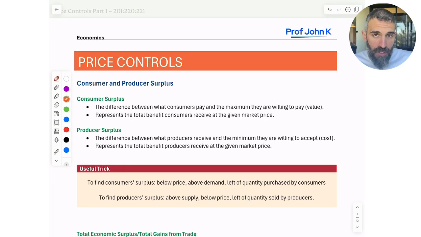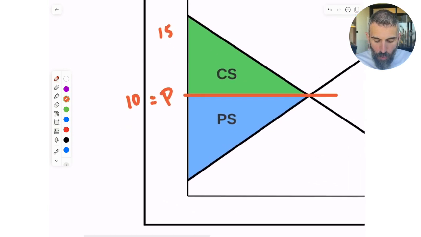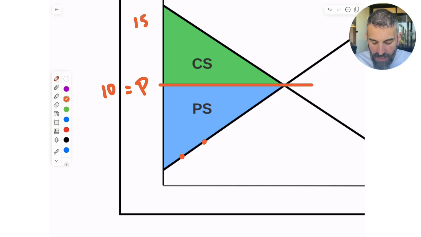Then you have producer surplus. For producers, it's a little bit different, but very much the same. Producers have a cost. Think of the supply line as representing cost. And the cost is the minimum that a producer would accept for the good, because below that, they would lose money, right? Every point along the supply curve represents a cost. But again, the suppliers are selling the good for the equilibrium price.